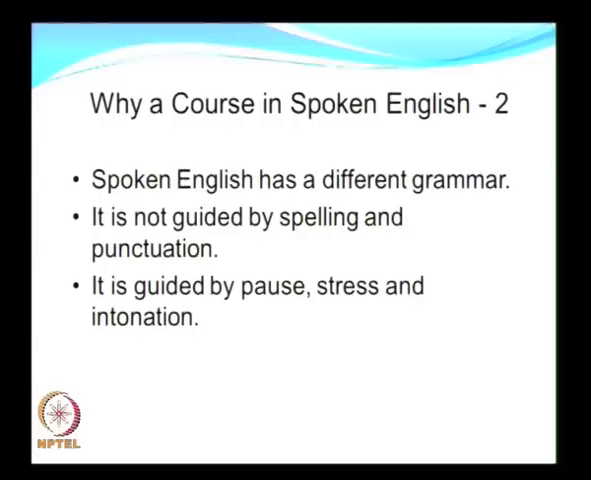What are the features of a spoken language? Number one, it is not guided by spelling and punctuation. What is it guided by then? What separates one word from another, one phrase from another, one sentence from another?